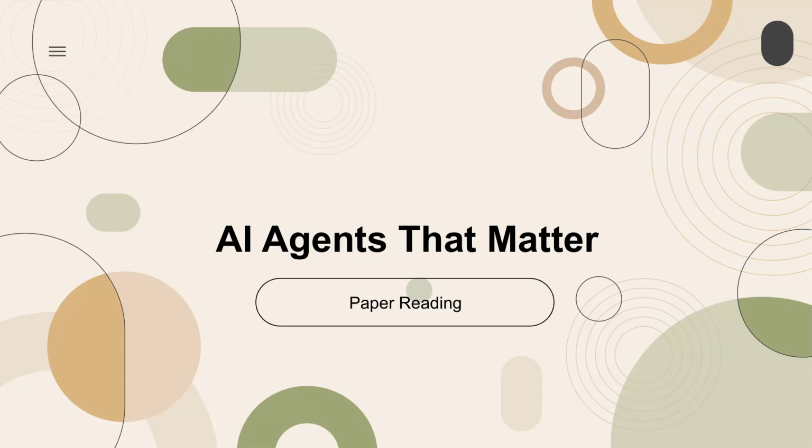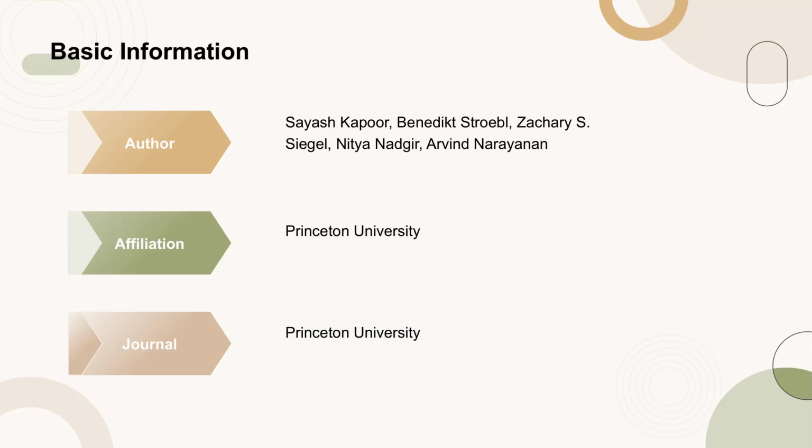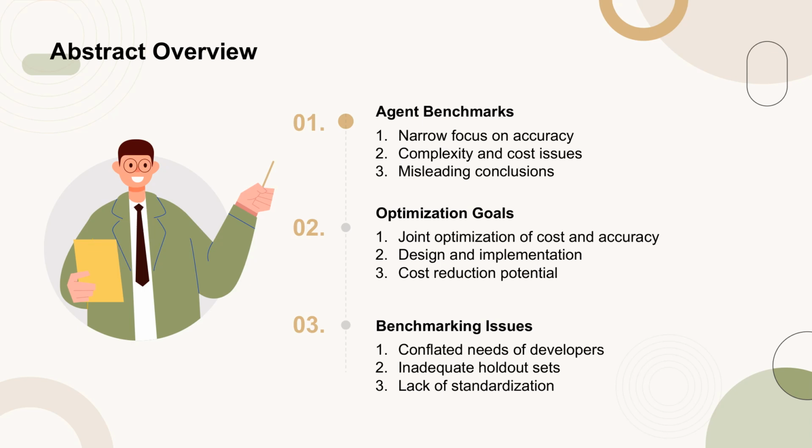Today's paper is titled, AI Agents That Matter. This paper was published by Sayash Kapoor and colleagues from Princeton University. The abstract highlights several critical issues with current AI agent benchmarks and evaluation practices.